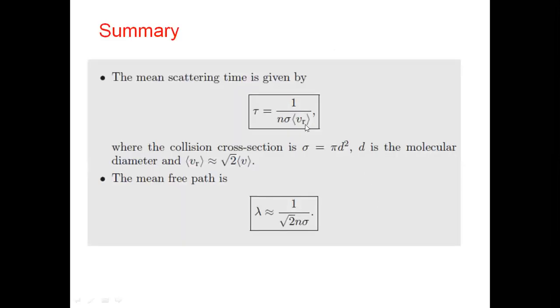In summary, the mean scattering time tau equals 1 over N sigma v relative, where the collision cross section sigma is pi d squared, d is the molecular diameter, and v relative equals square root of 2 times v. So the mean free path is lambda, approximately 1 over the square root of 2 N sigma.